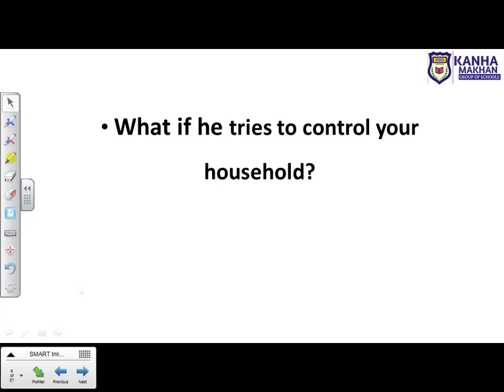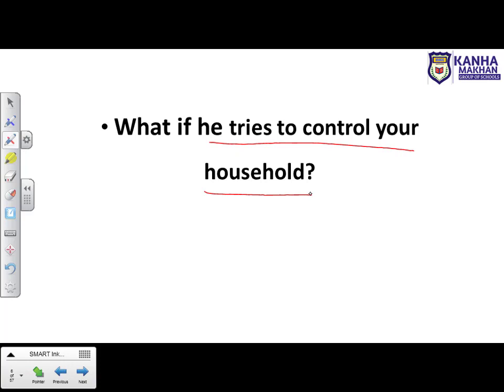What if that neighbor tries to control your household? He comes into your house, he tries to beat you up, he tries to beat your sibling, tries to harm your parents, or tries to control your household. Then what will be your reaction? Will you let him do that or not?